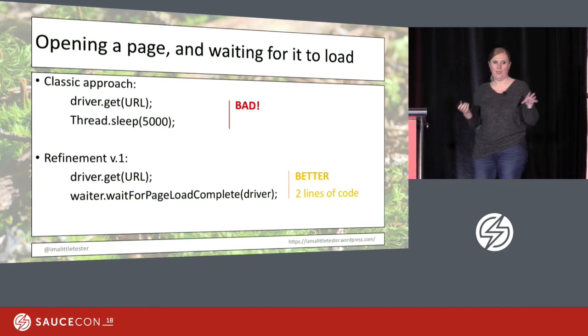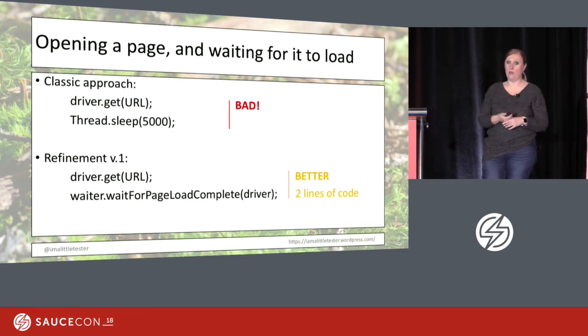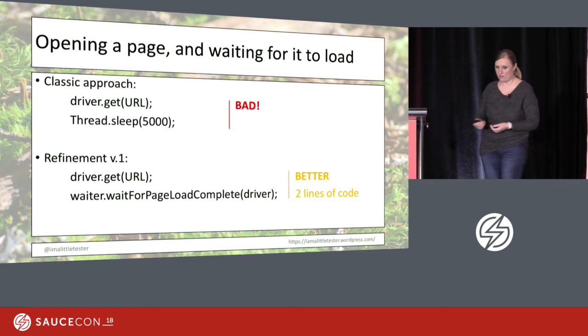But let's say that you have 1,000 tests in which you open a page, or you have 1,000 times when you open the page. Each time you will open the page, you will need to also wait for it to load, which means each time you're going to write a driver.get, you will have to write a waiter.waitForPageLoad. And that means 2,000 lines of code, right? That's 1,000 too many.